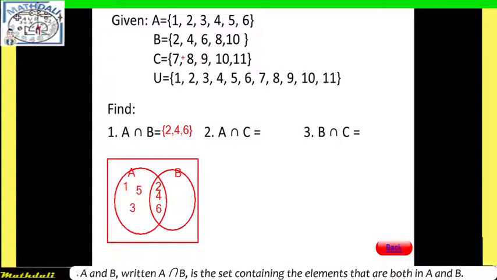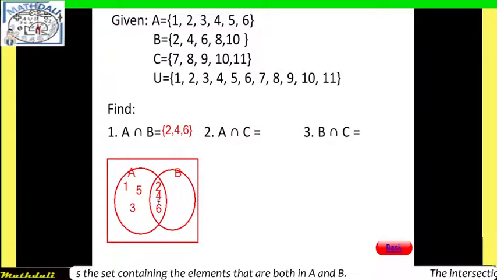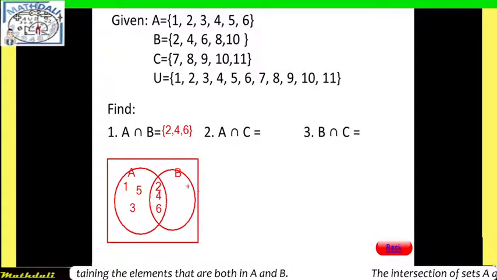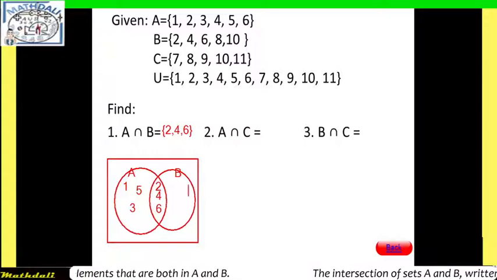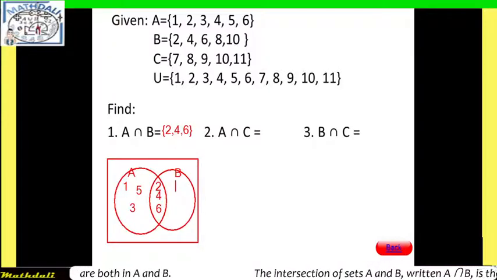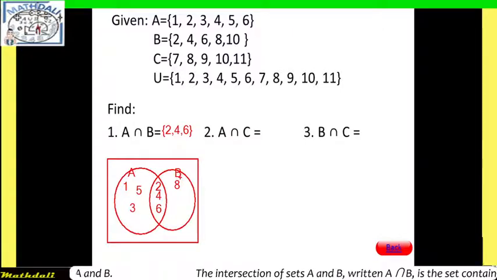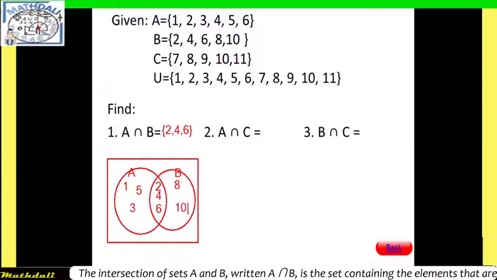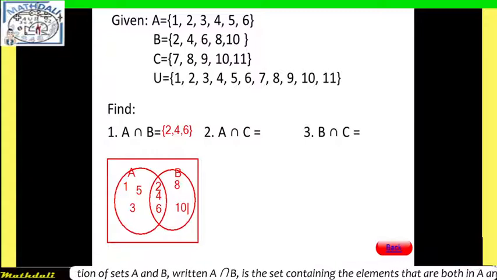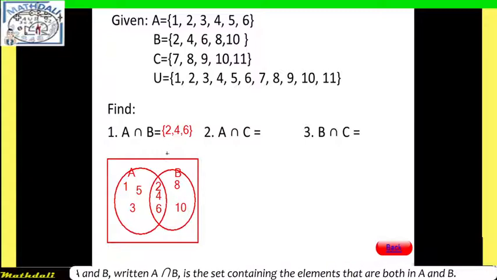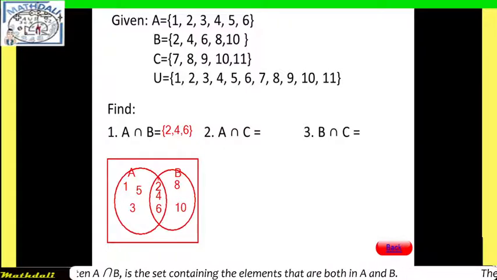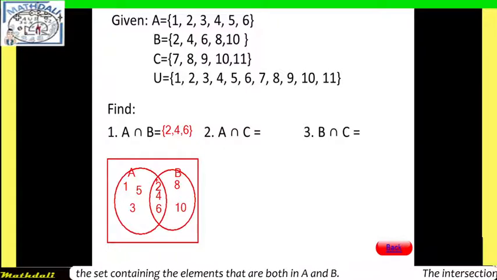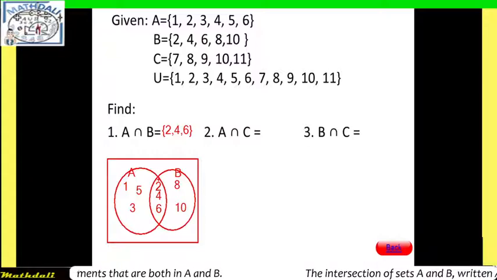Now, ilalagay naman natin yung element ni set B. First, meron tayong 2, 4, 6, then we also have 8, then lastly, we have 10. Okay, so yan yung element ni set B. Okay, so ito yung ating intersection. Yan yung ating intersection ng set.